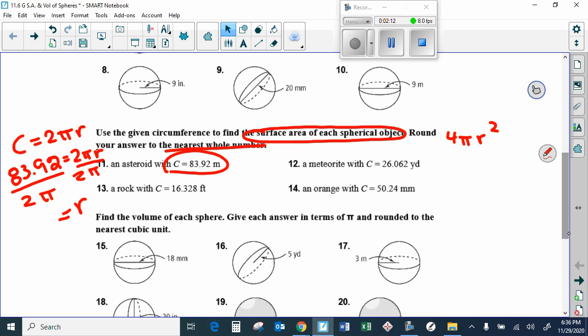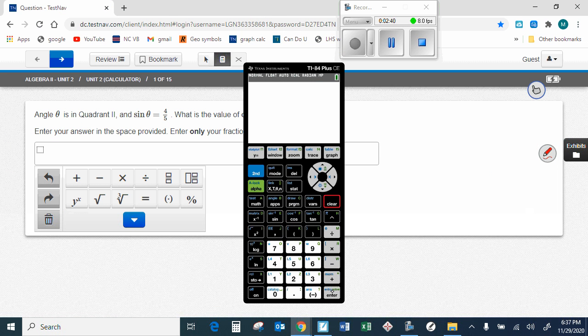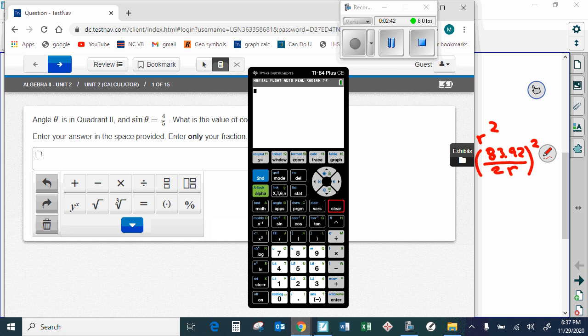Natural number would have been better. So if I want to find it, I'm just writing it over here now. 4 pi, and then go ahead and have a calculator and do 83.92 divided by 2 pi in parentheses, squared. Type it in just like that. That way we're not rounding till the final answer. We don't want to round early. So let's go ahead and do that now.